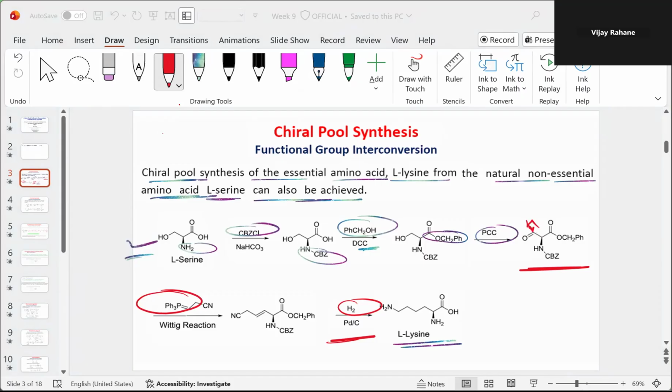So this is about the synthesis of this L-lysine. L-lysine is one of the essential amino acids, and it can be synthesized from the natural non-essential amino acid.